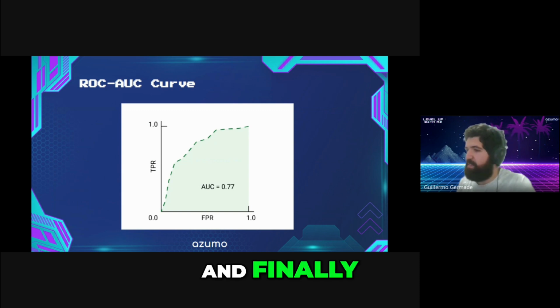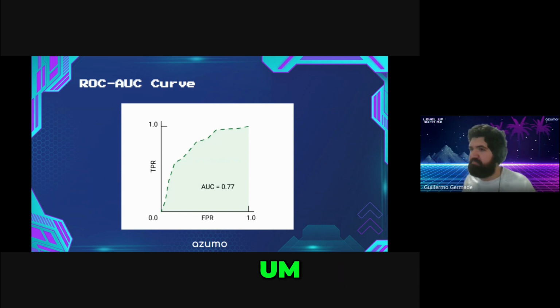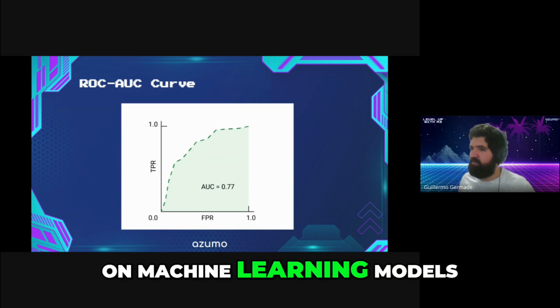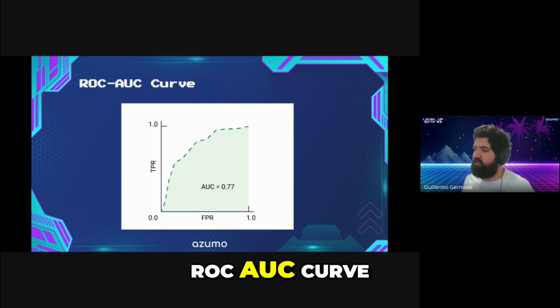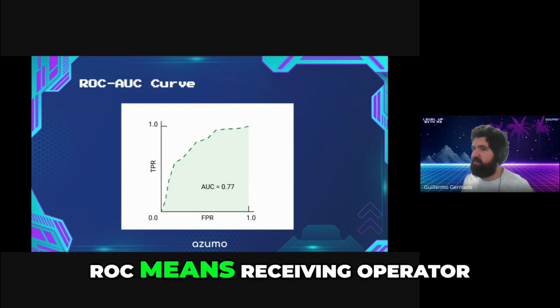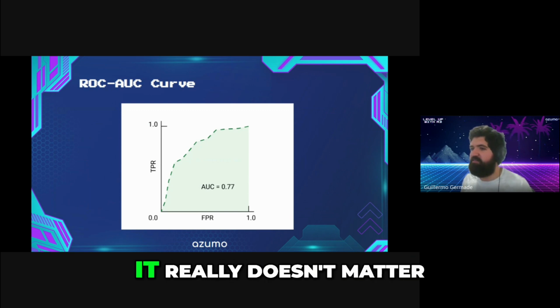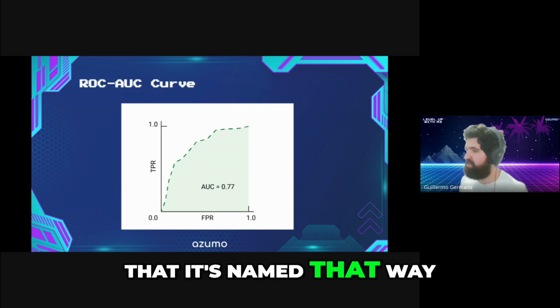And finally, there's this curve that you will see a lot if you are working on machine learning models. They call it the ROC AUC curve. ROC means receiver operating characteristic. It really doesn't matter that it's named that way.